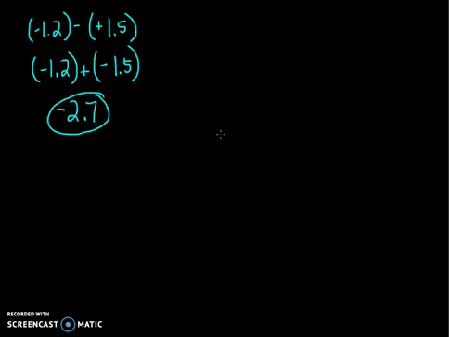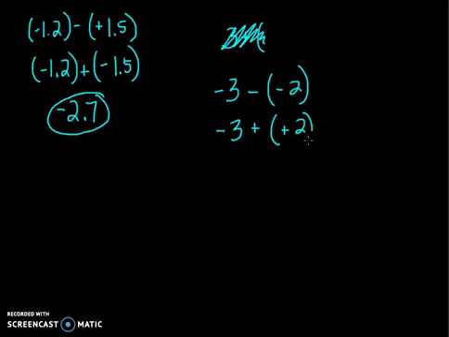So let me give you some. Let's do negative 3 minus a negative 2. Go ahead and figure that one out. Good. So we do negative 3 plus a positive 2. That ends up being negative 1. So not very difficult once you get the hang of it.